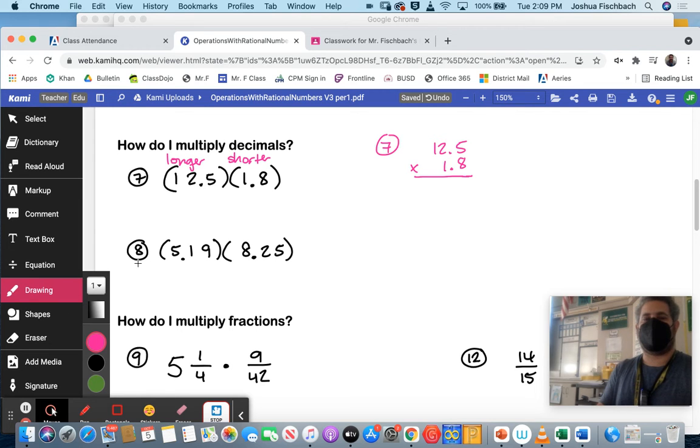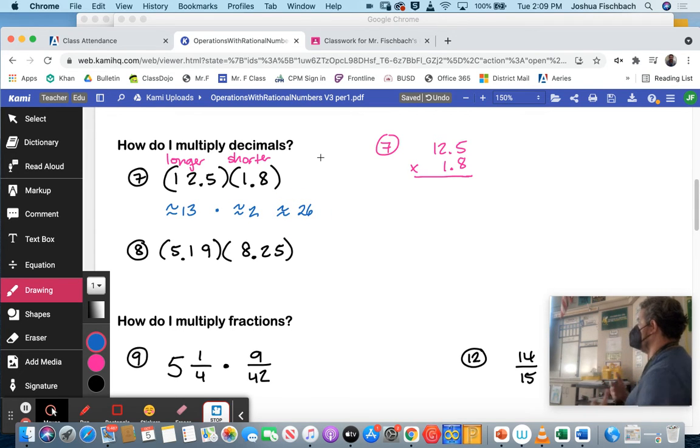All right? Now, before I start, what I like to do is approximate the product so I know kind of what the order of the answer should be. So 12.5 is about 13, rounding to the nearest whole unit. 1.8 is about 2. What is 2 times 13? About 26. So I'm expecting the answer to be somewhere near or around 26. Okay? When I'm done, I want to make sure that my answer is reasonable, which means it's close to this expectation I have of 26.